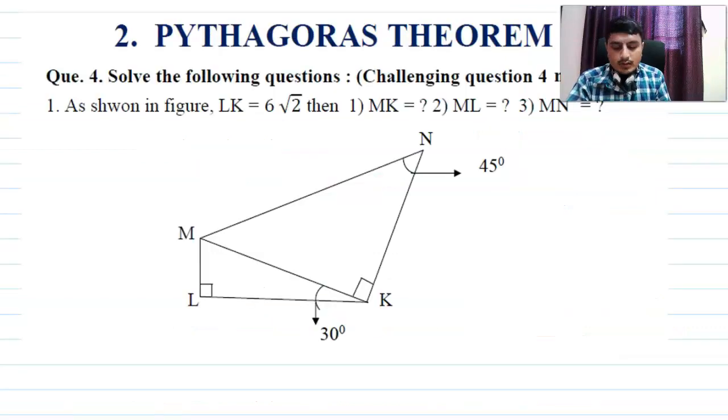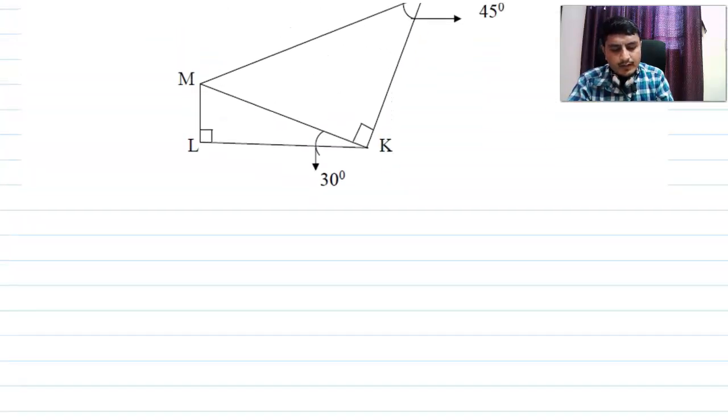Look at now question number 4. We have to solve the following challenging questions, 4 marks each. As shown in the figure, LK equals 6 times root 2, then MK equals, LK equals and MN equals. That means here we have to evaluate MK, next ML, next MN. So what shall we do? Look at firstly the given data.